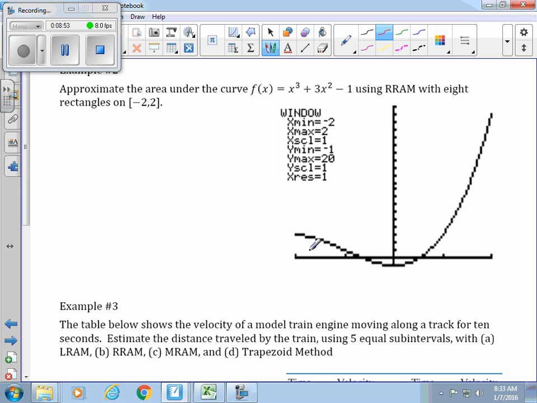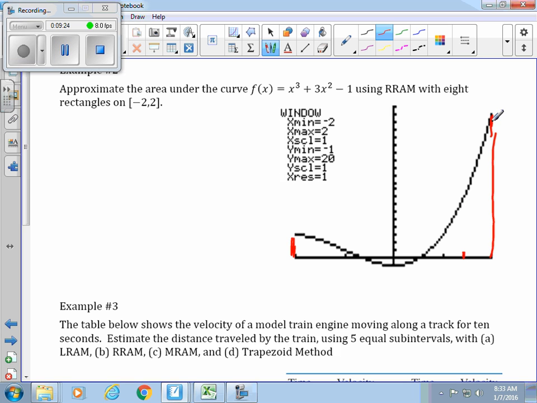Okay, I wanted to show you this one because sometimes it weirds people out when they go below the x-axis. But I'm going to show you it works out, everything works out the same. So we're going from -2 to 2. And we're doing a right rectangle approximation. So we have 4 units. We're doing 8 rectangles. So each one's a half. Everyone agree?